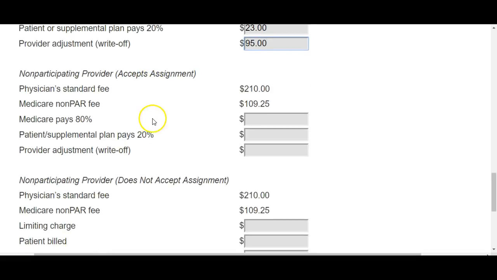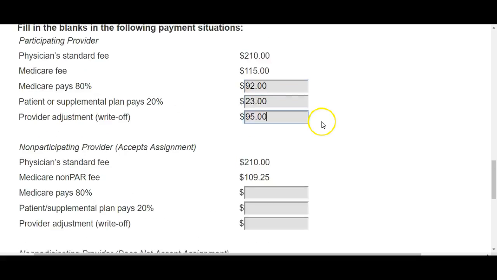So this is the deal. In the case of a non-participating provider, but one who still accepts assignment, Medicare will pay out 5% less than a provider who is participating. So this $210 fee, you can see up here, they pay out $115 of the $210 fee for a participating provider. Here, they're only going to pay out $109.25 of that $210 fee because this non-participating provider who still accepts assignment gets a 5% cut from their payment.